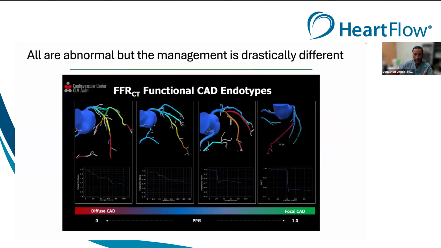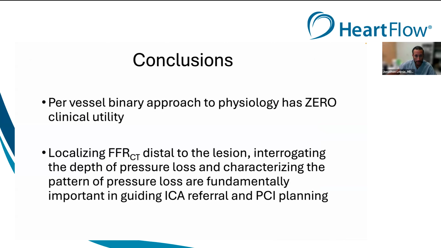All 4 of these LADs are abnormal. These are all abnormal physiological LADs with pressure loss in the distal vessel. But on the right, you see very focal phenotypes of pressure loss, really lending themselves to mechanical intervention. Whereas on the left, you see this diffuse pattern of pressure loss, again highlighting an abnormal LAD, but an LAD that is unlikely to derive benefit from cath referral and PCI, uniquely ascertainable or able to be discriminated non-invasively using FFRCT. So I will conclude my few words.